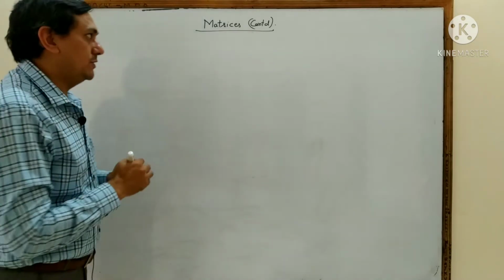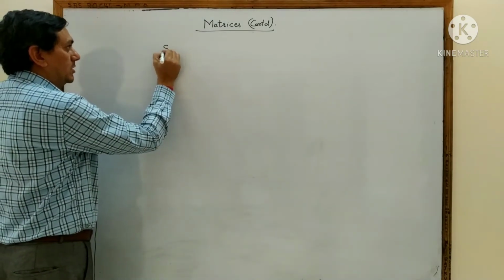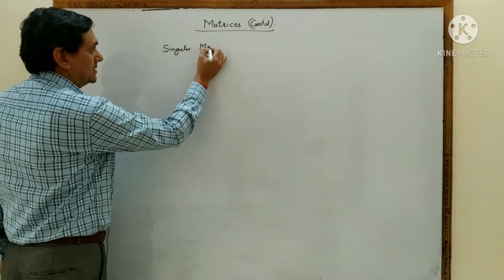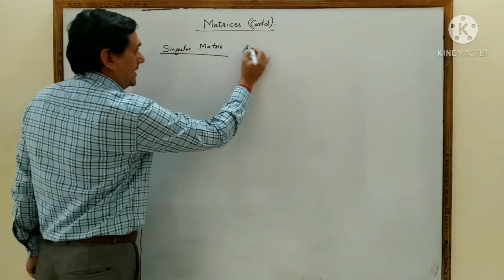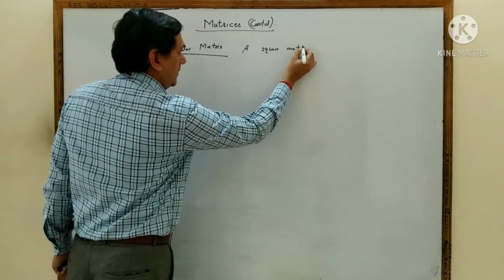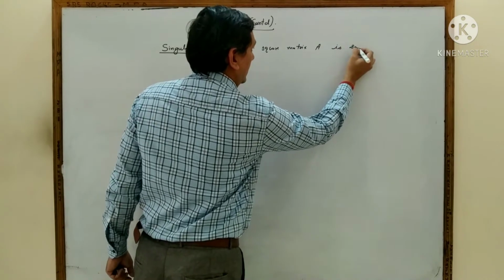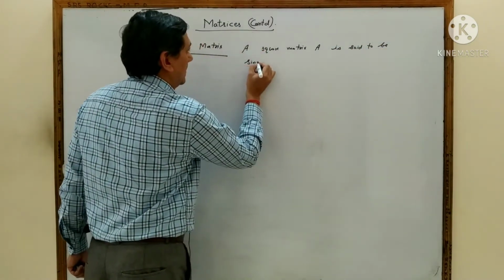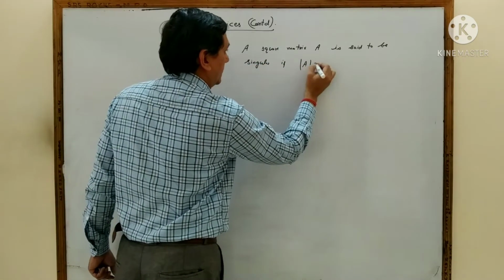Now, on the basis of the determinant, matrices are of two types. Singular matrix: a square matrix A is said to be singular if its determinant is equal to 0.